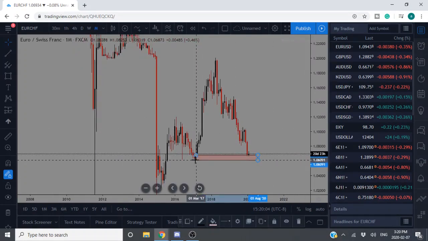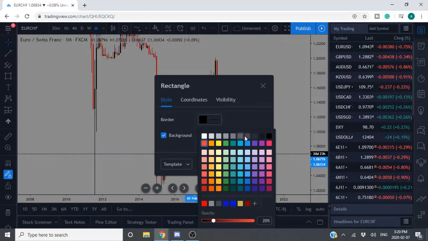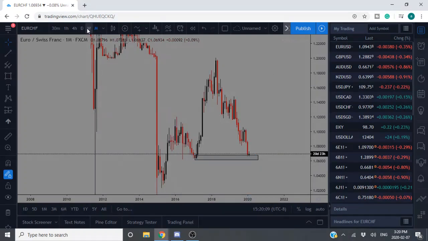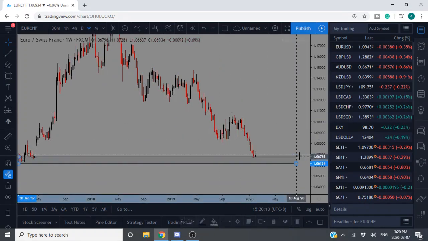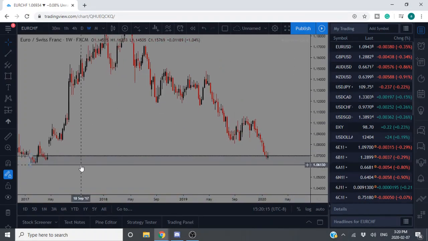Let me switch up the colors for you guys. I'll try to make this quick because I talked about this in the private group and it ended up being a really long recording, so I'll try to summarize it for you guys. Price is in a weekly demand zone.